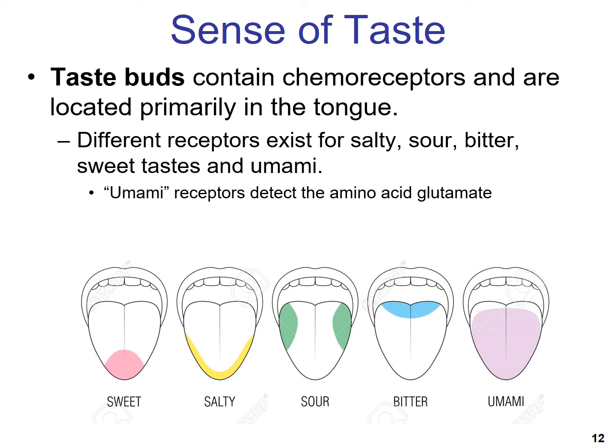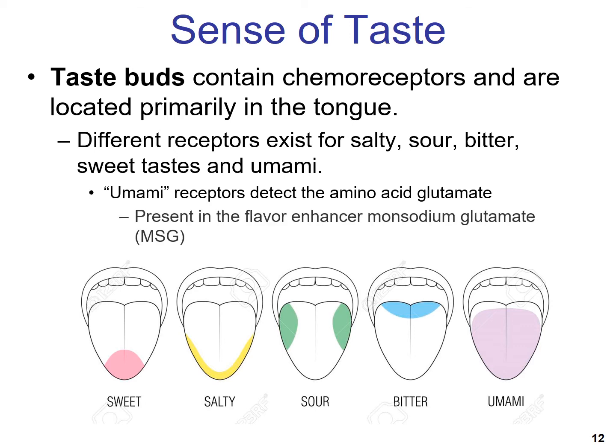Okay, umami receptors detect glutamate. And glutamate, the umami receptors, this would be kind of like richness, or something being savory. And that's a different type of receptor than it is for sweet, salty, sour, or bitter. So glutamate is present in monosodium glutamate, or MSG.